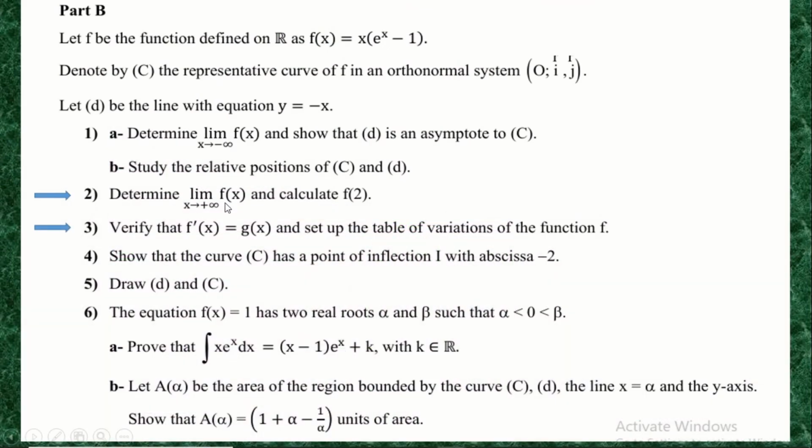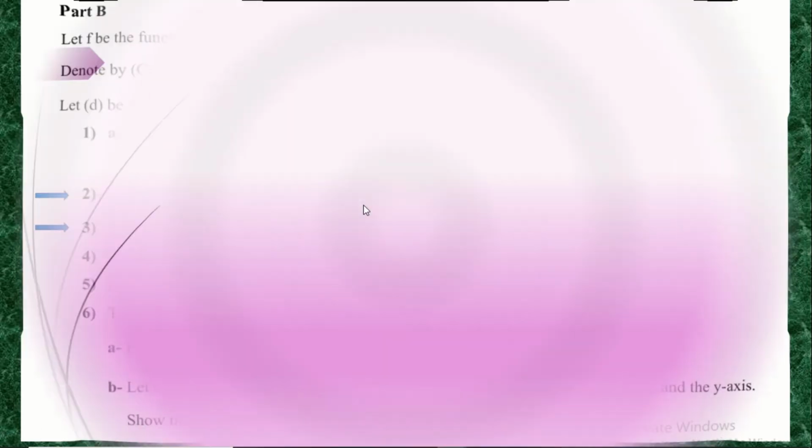Now determine the limit of f of x as x tends to plus infinity and calculate f of 2. We should also prove that f prime of x equals g of x. How to solve that? The limit at plus infinity for f of x is the limit at plus infinity of x times (exponential x minus 1). Note that as x tends to plus infinity, exponential x will also tend to plus infinity. So the limit here will be plus infinity.